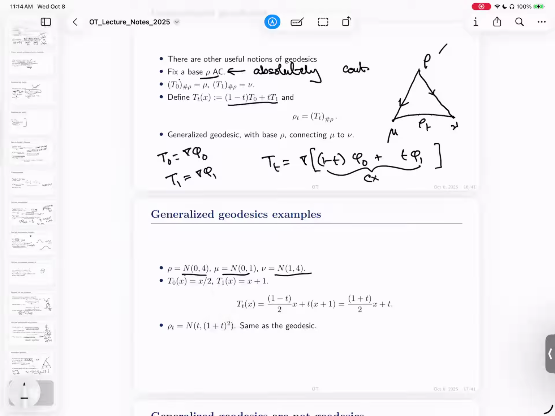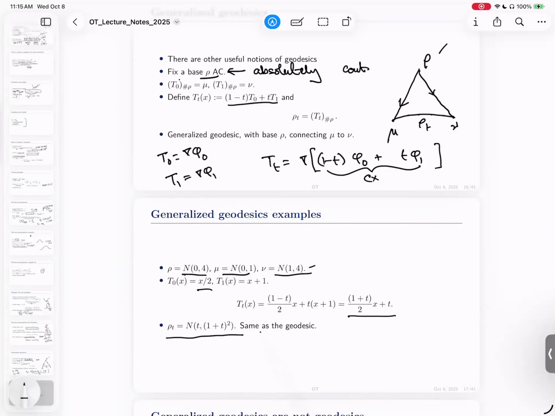because you take normal 0, 4, and you divide by 2, you have the mean 0, you get variance 1. T1 of x must be x plus 1, because you take normal 0, 4, you add 1 to it, you get normal 1, 4. And so all the intermediate points are going to be (1 minus t) times x plus t times (x plus 1), which is just (1 plus t)/2 times x plus t. And so I get rho_t is the push forward of normal 0, 4 by this affine map, and it comes to normal t, (1 plus t)^2.